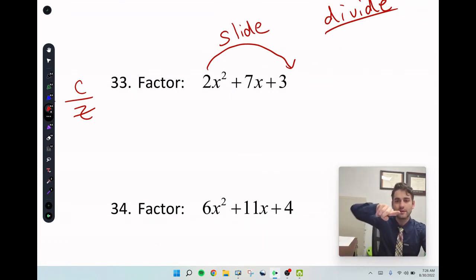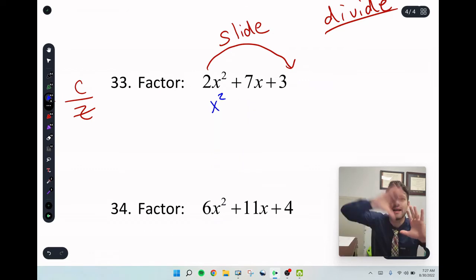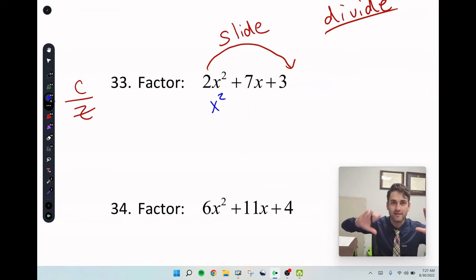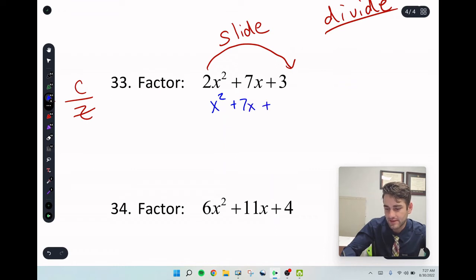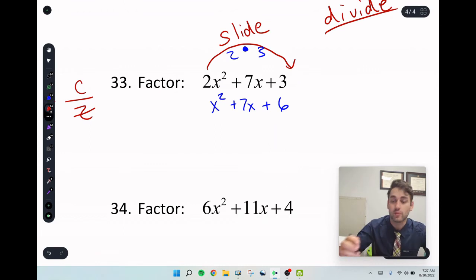So what I was saying with that slide is we multiply that 2 times that 3 on the ends, and we end up with x squared, because it goes away. We're sliding it over. We're not just multiplying it and leaving it. We're sliding it to the end, plus 7x plus 6, because 2 times 3, this arrow stands for multiplication. We're doing the front and the back, sliding it over.